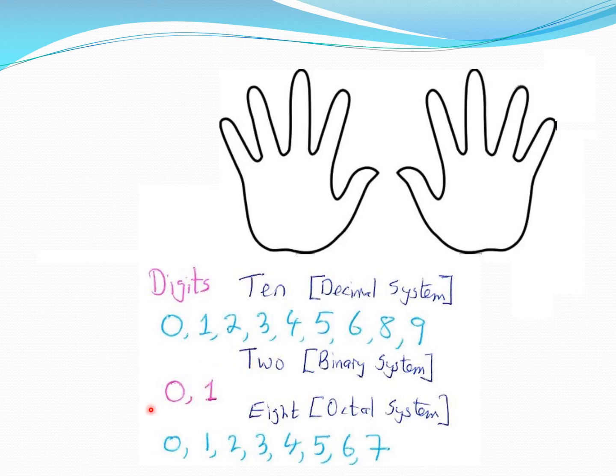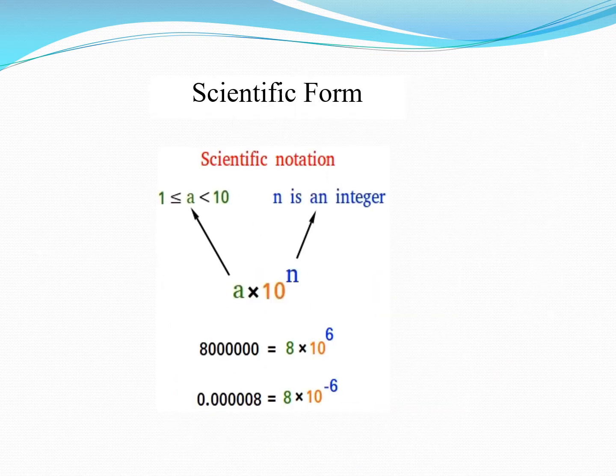The binary system has only got 2 digits, 0 and 1. The octal number system has 8 digits, 0 up to 7. And those electronic students will also be considering the hexadecimal system that's got 16 digits.